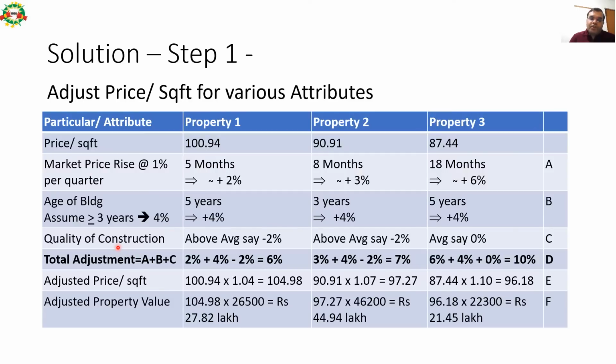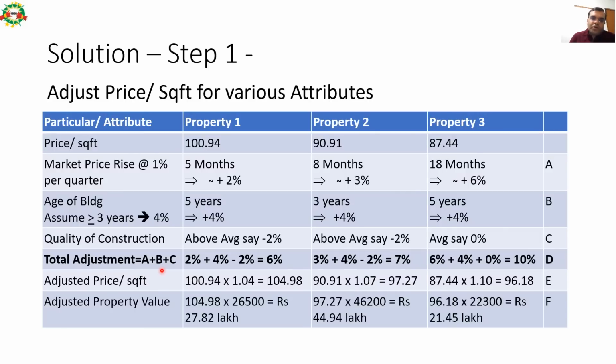Then the third attribute of the subject building and sample building is quality of construction. In our case, the construction quality of the building is average. Property number 1 was of above average quality, property number 2 was of average quality, and property number 3 was of average quality. So average quality, let us say 0, and we will make it -2. Since property number 1 was of above average quality construction, we have to reduce prices by 2% to bring it to the average quality construction.